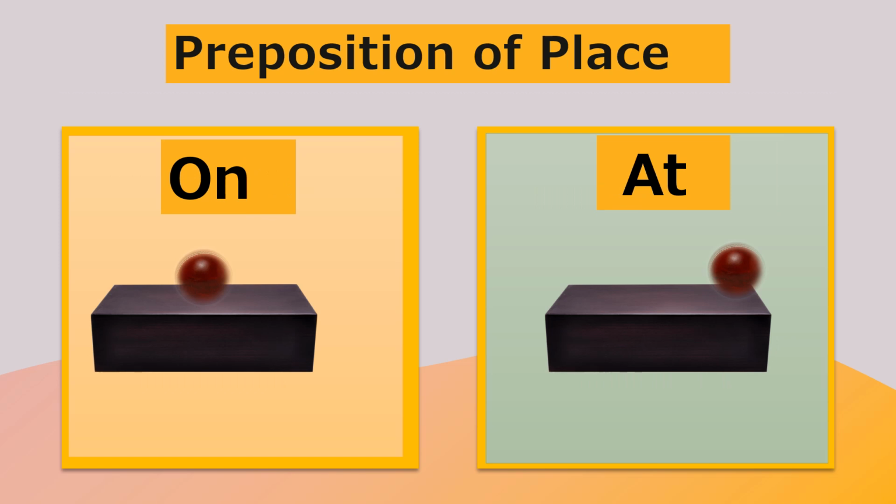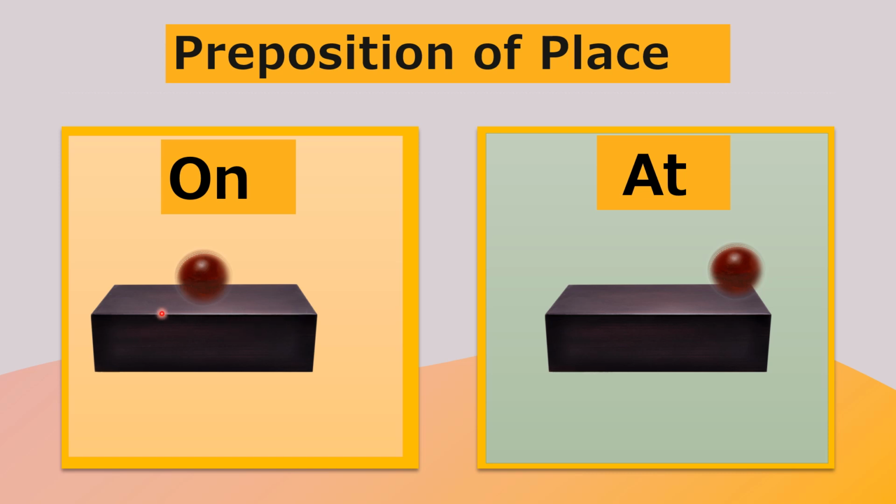The next we have on and at as prepositions of place. So let us see the position of them. On. On means something kept on the higher level of the other thing.